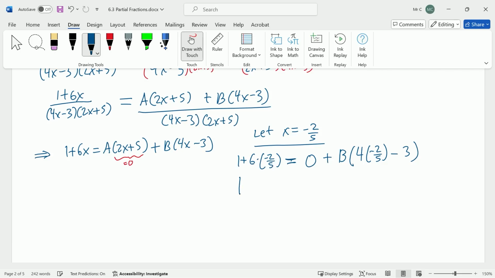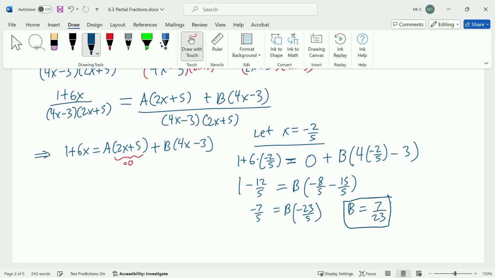So we get 1 plus 6 times negative 2/5, that's negative 7/5 equals b times, this is negative 8/5 minus 3, so that's negative 8/5 minus 15/5. 1 minus 12/5 is going to be negative 7/5. And over here we're going to have negative 23/5. The 5's will cancel, and I end up with b is 7 over 23. The negatives also cancel. So there's my value for b.